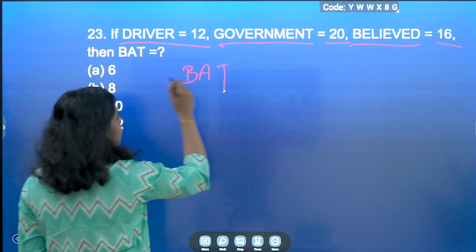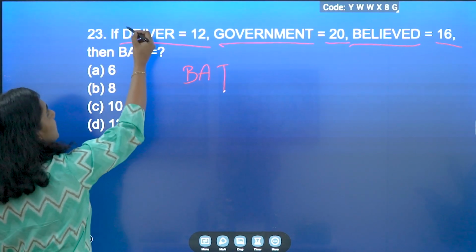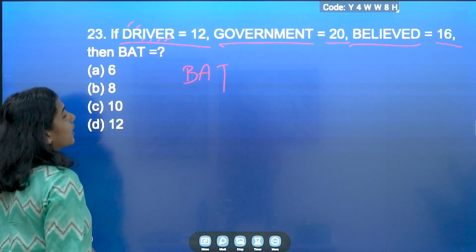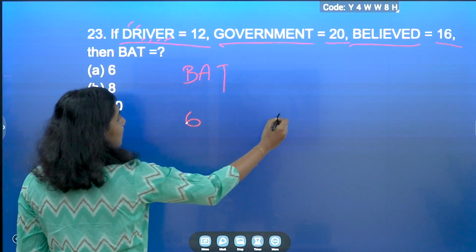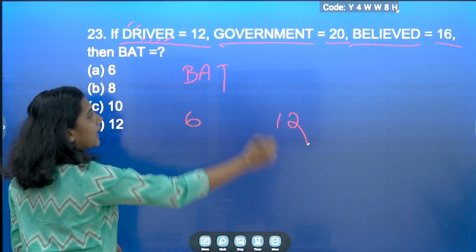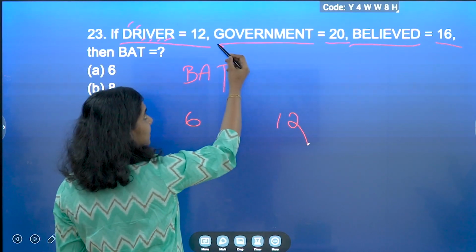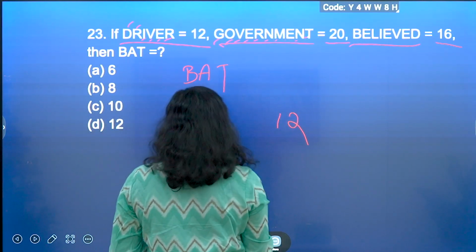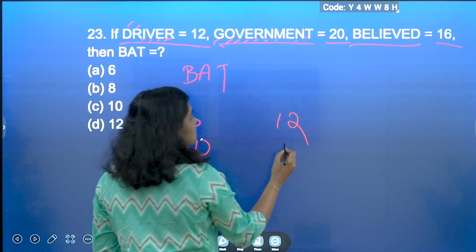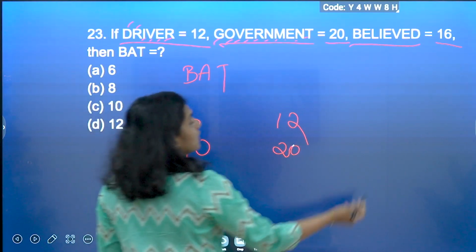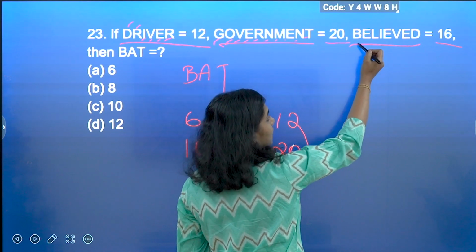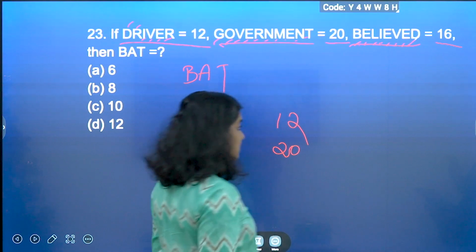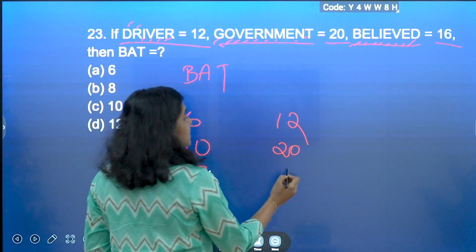So if you look at these words, driver has 6 letters in it: 1, 2, 3, 4, 5, 6. And the code is 12. Government here has 10 letters, right? 1, 2, 3, 4, 5, 6, 7, 8, 9, 10. So 10 letters and your code is 20. Now the next word is believed. So here you have 1, 2, 3, 4, 5, 6, 7, 8. 8 letters and your code is 16.